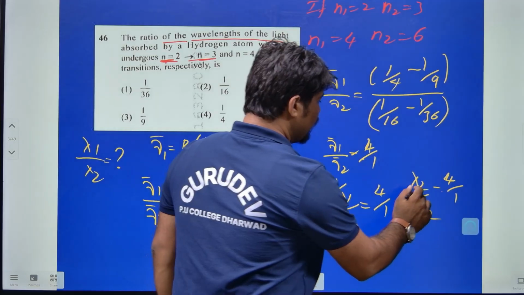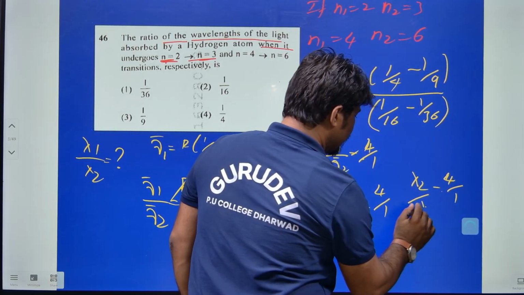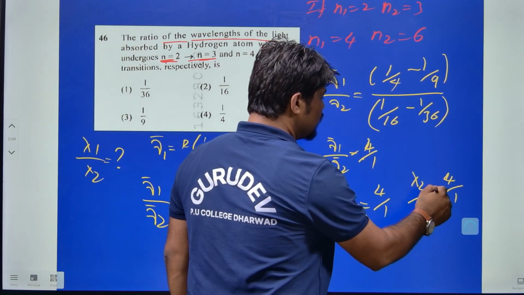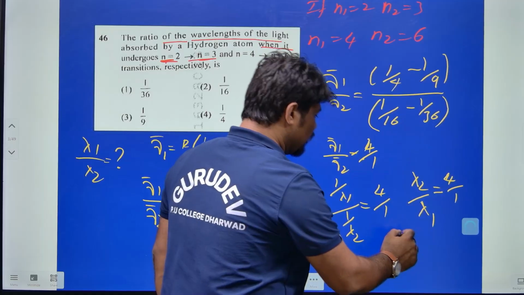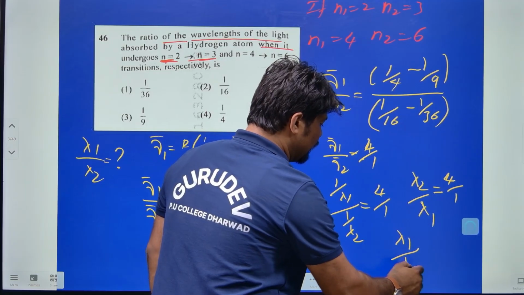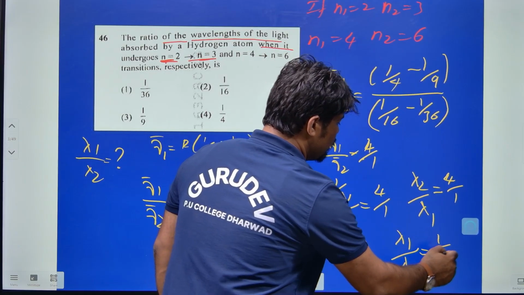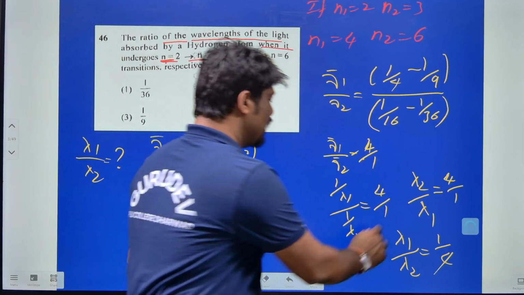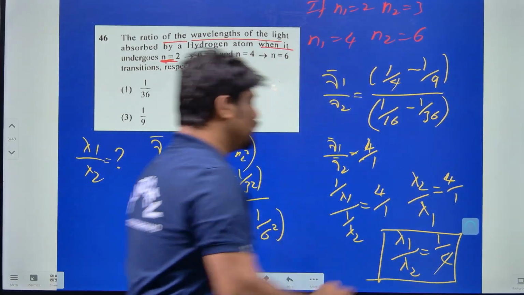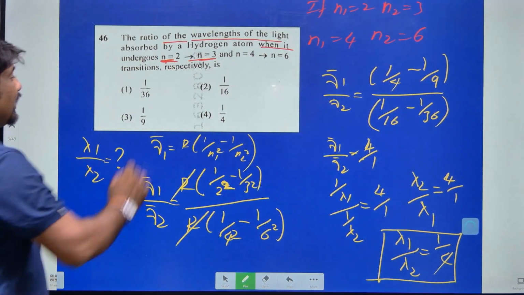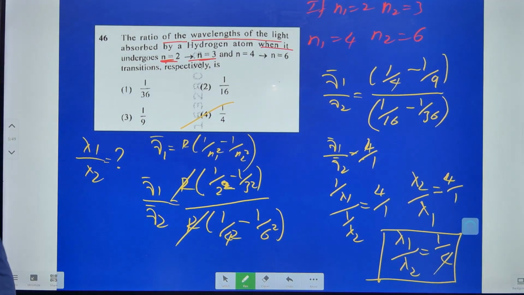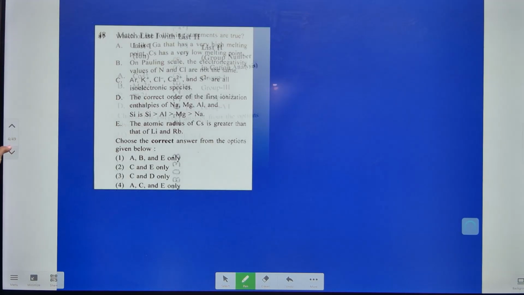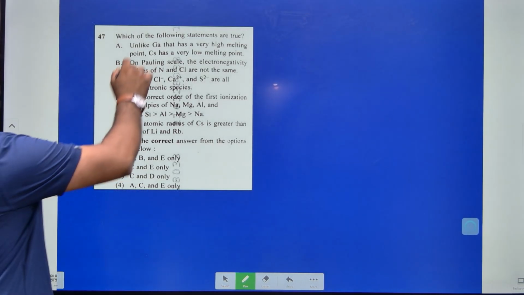So lambda 2 divided by lambda 1 is equal to 4 by 1. Taking the reciprocal, lambda 1 divided by lambda 2 is equal to 1 by 4. So the lambda 1 by lambda 2 ratio is 1 by 4. So the right answer for the question is option 4. Well, go to the next question, question number 47.